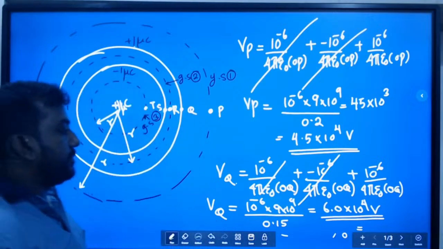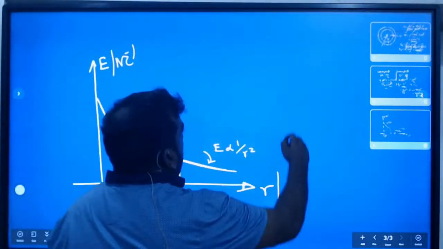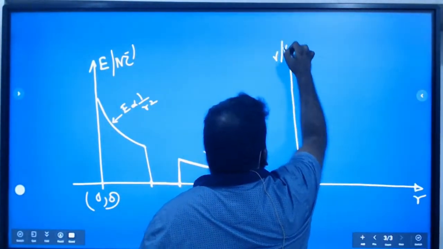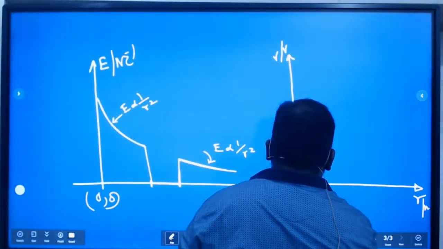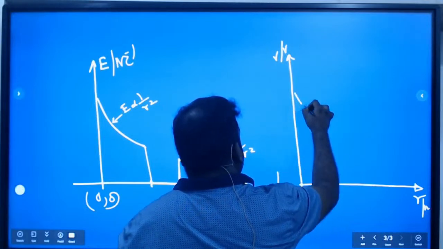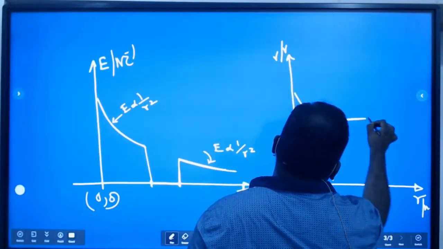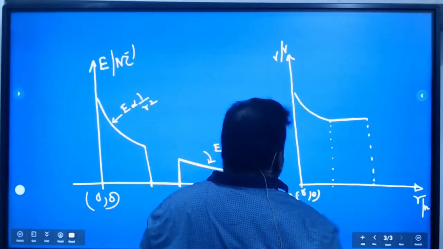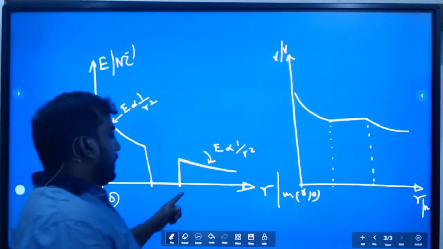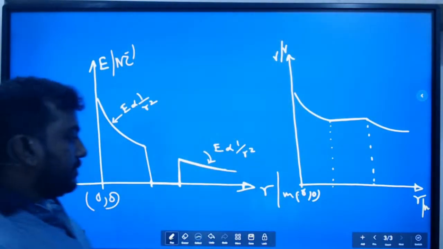Be careful. Let's go back to the graph. If they ask you to plot the potential versus distance graph, how will you plot this? 1 over R squared is actually 1 over R in the potential graph. Electric field strength 0 means potential is constant. So from here to here, the potential is the same.